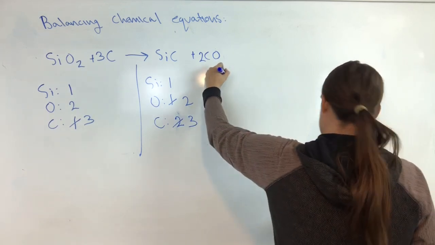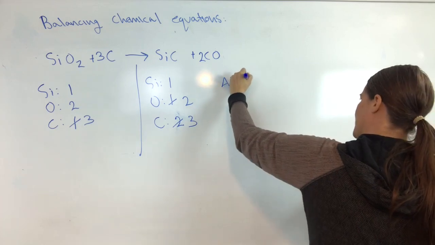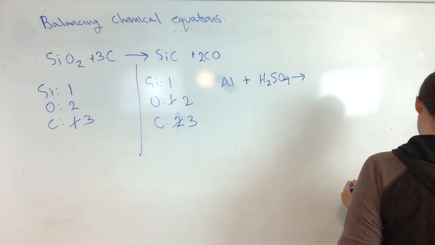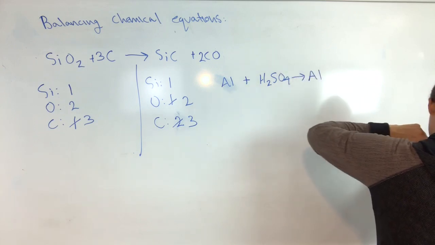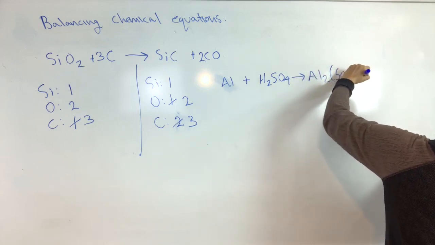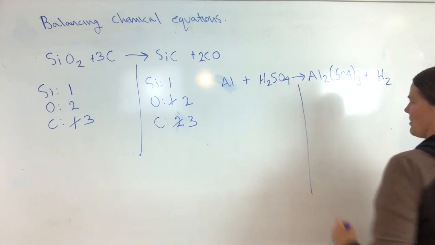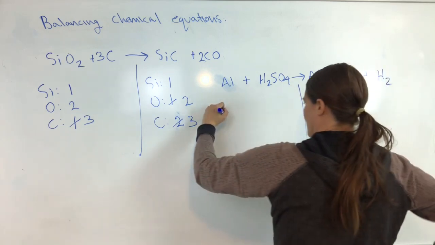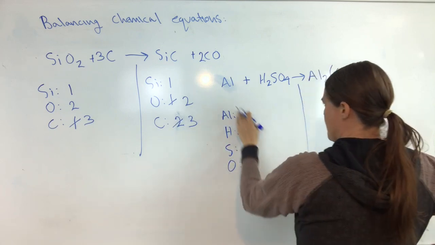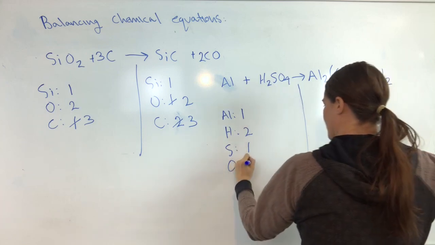Okay, let's do this one. I'm giving you the answers. So I have aluminum plus sulfuric acid, so H2SO4, and those are reacting to form aluminum sulfate plus hydrogen gas. Okay, so we want to balance this equation. So we're going to draw our line and then do our inventory. So we have aluminum, we have hydrogen, sulfur, and oxygen. So we have 1 aluminum, 2 hydrogens, 1 sulfur, and 4 oxygens.